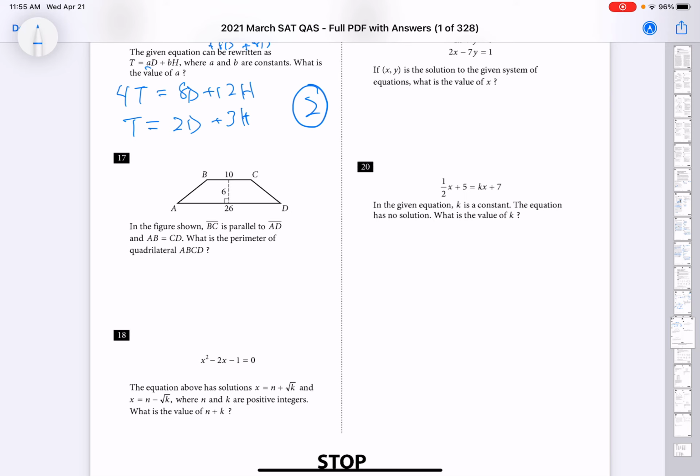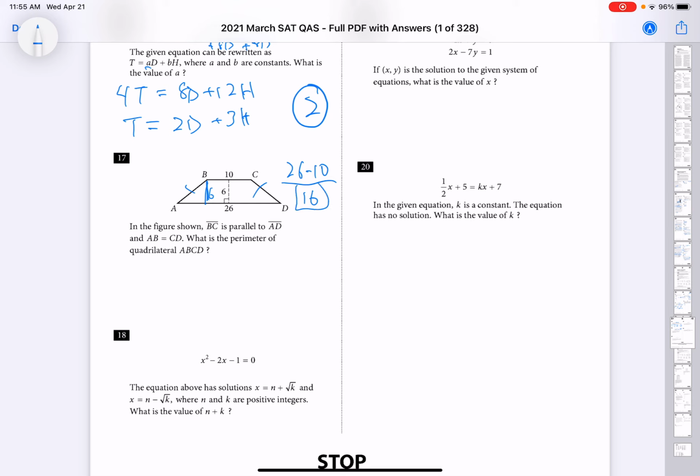17. In the figure shown, BC is parallel to AD, where AB is equal to CD, so it's an isosceles trapezoid. What's the perimeter of this quadrilateral? Okay, so if this is 6 in the middle, that means that this is 6 going down. And this is 10. So if I do 26 minus 10, I'm going to get 16, right?